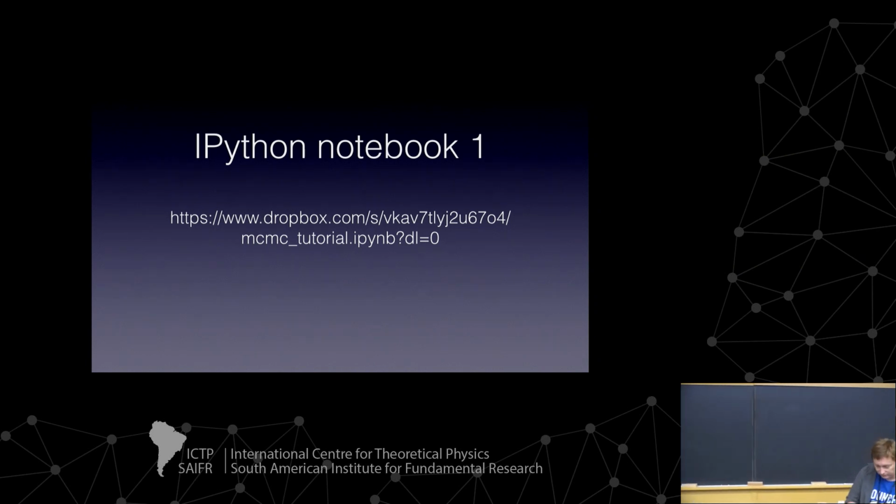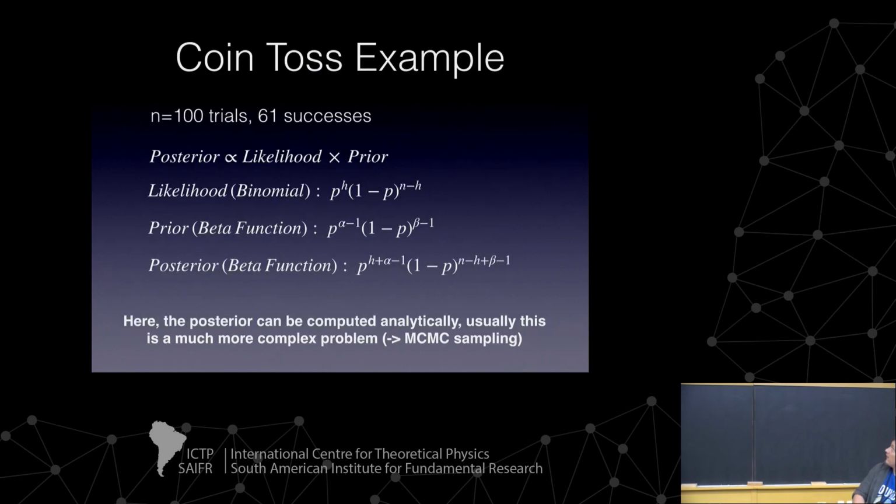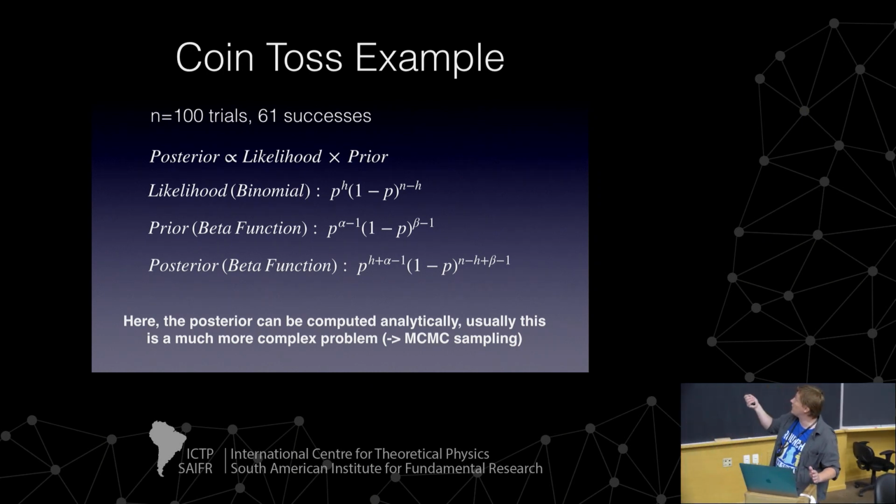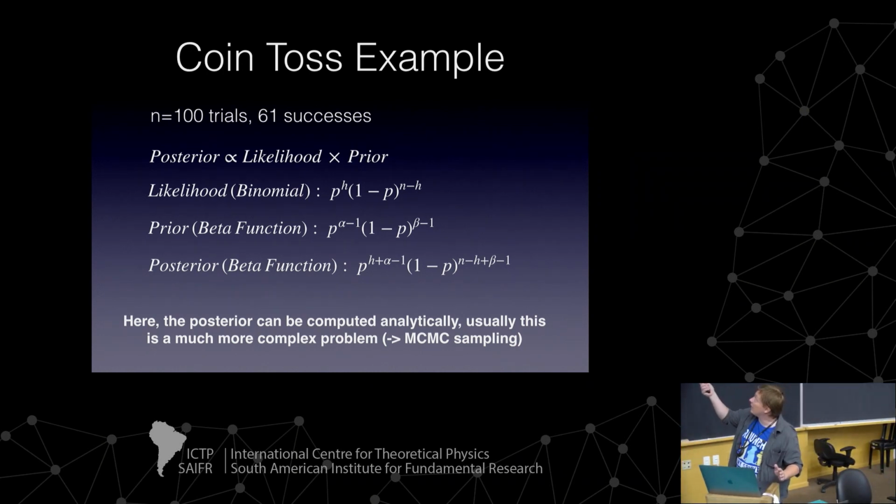Okay. All right. Moving on. This is beautiful because we can do all the calculations analytically, right? And I want to stress that that is not true in general, that the posterior can be calculated so easily. It doesn't take a lot of time to actually calculate this. Usually this is a more complex problem, and we need something like MCMC sampling. So we sample from a distribution that we hope is very, very similar to the posterior itself.